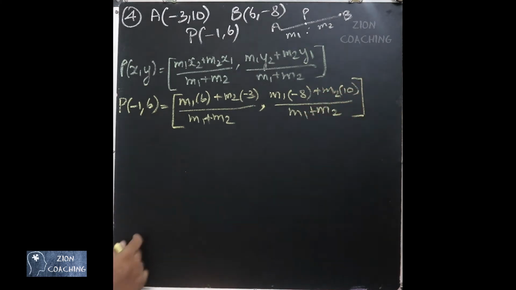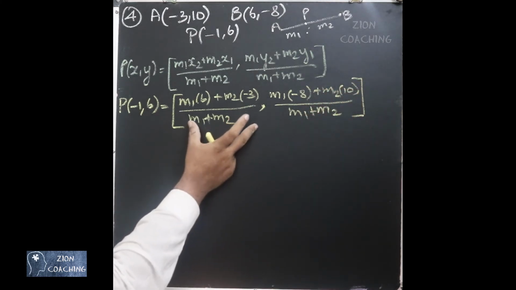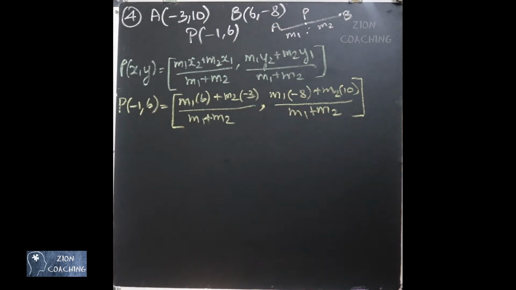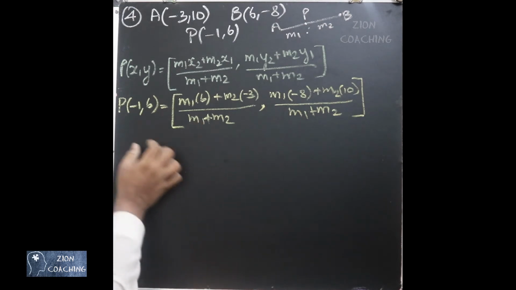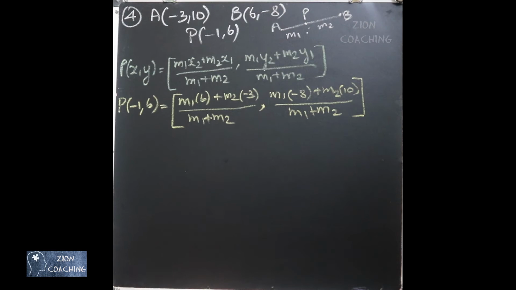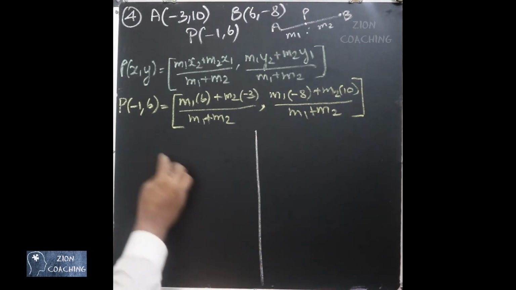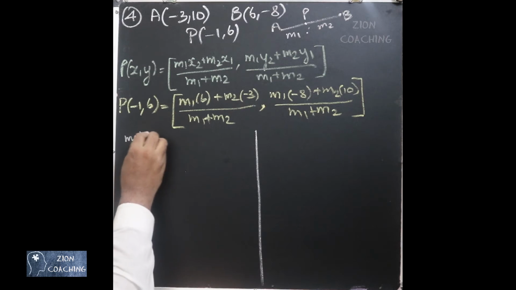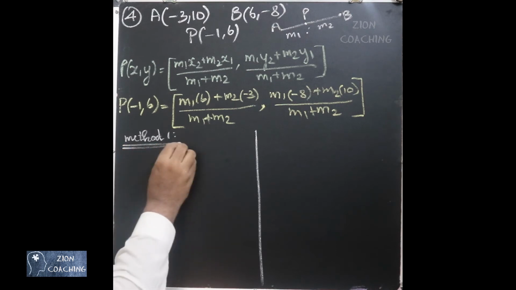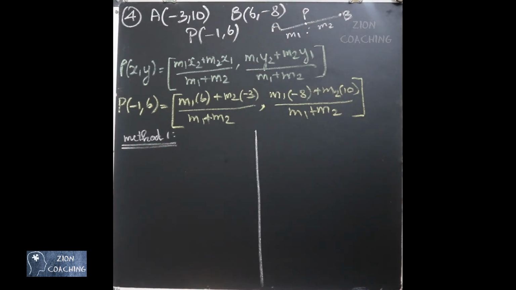Now this part is going to be equal to -1 and this part is going to be equal to 6. So to find the ratio of m1 and m2, either we can equate the x coordinates or we can equate the y coordinates. It is up to you. I will show you both for you to understand. Whichever option you do, the answer is going to be the same. Now method 1. Method 1 is taking and equating your x values.